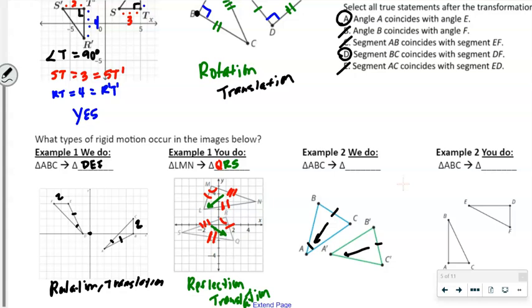Then the challenge with this one is, well, it actually has the numbers on it, A, B, and ABC prime. So we don't have to really know that. So this is going to be A prime, B prime, C prime, right? So it's asking us what rigid motion occurred, right? So in this case, again, it looks to me like it rotated and then it translated some.